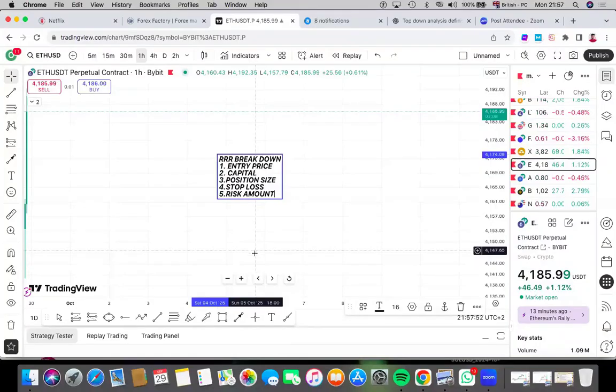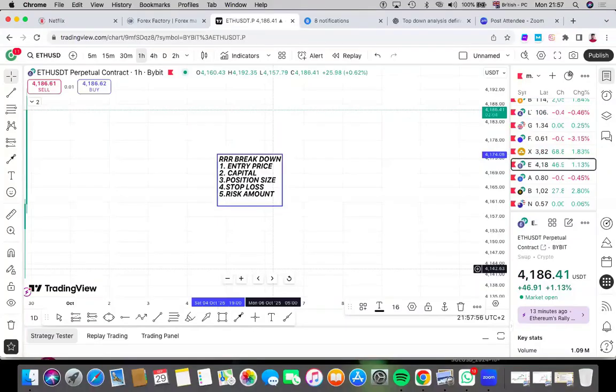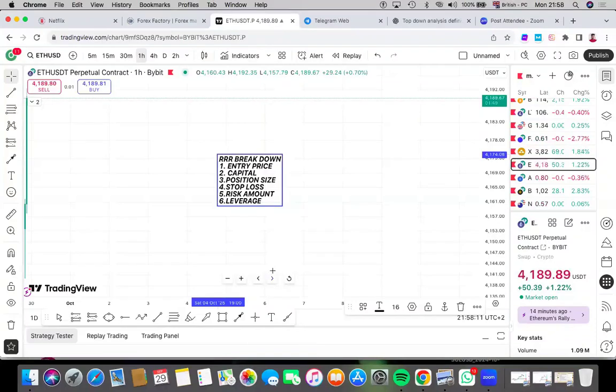So another thing we're going to define right now is leverage. Another thing that we're going to define is the leverage.